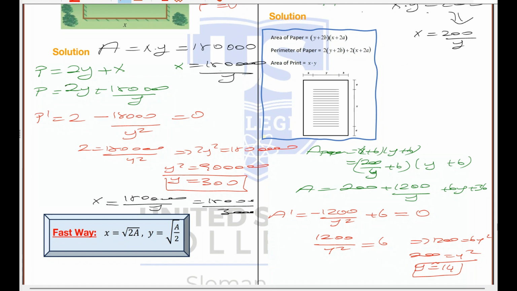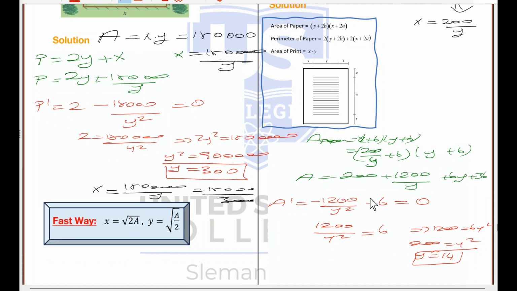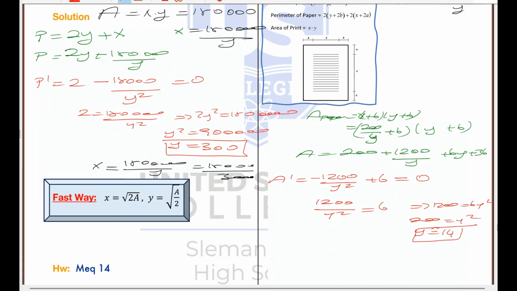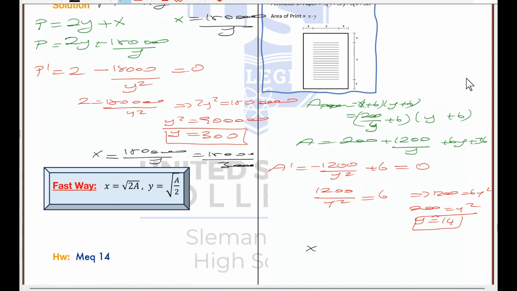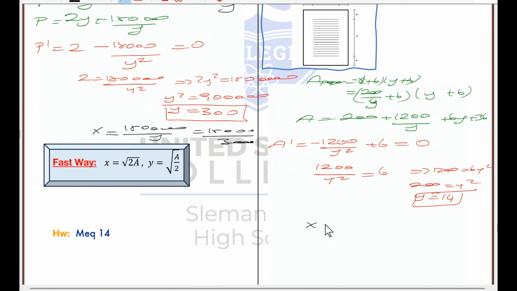Okay, what about x? Let's take a look at x. What did I say about x in the beginning? I said x is 200 over y. X is equal to 200 over y, 200 over 14, which is approximately 14 again. So I got x, I got y.